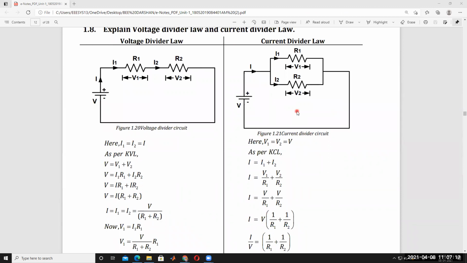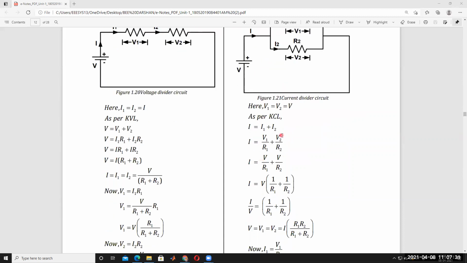In the current division rule, the voltages are the same. What is the voltage V1? What is the voltage V2? And what is the voltage source? These are all connected in parallel. That's why V1 is equal to V2 is equal to V. And then the current I is equal to I1 plus I2.